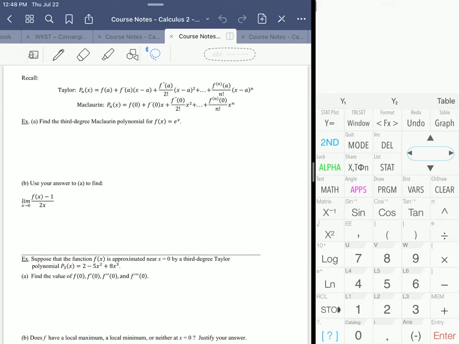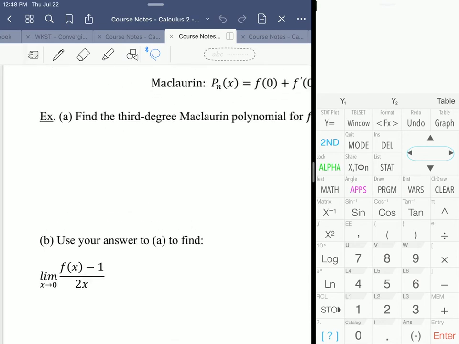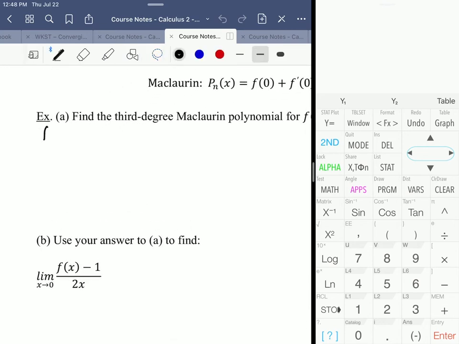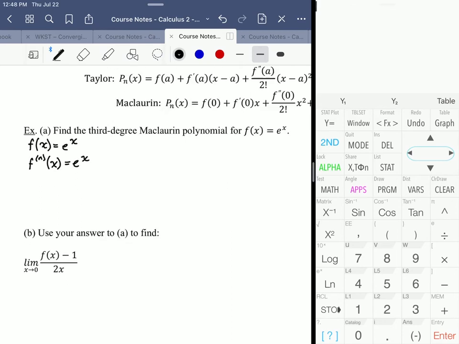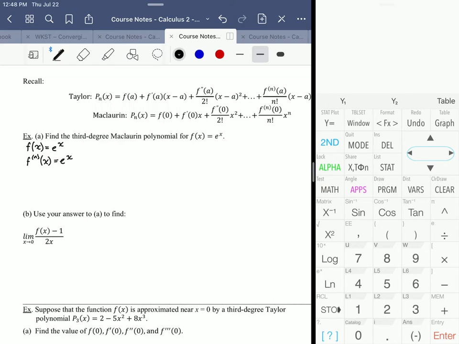So on page 86, we're going to be finding the third degree Maclaurin polynomial for f of x equals e to the x. So third degree meaning that we have to go out to the third derivative. Now the first, second, third, nth derivatives are all the same for e to the x. All right, so if I want p sub 3 of x, we just have to remember that the a value is equal to 0.